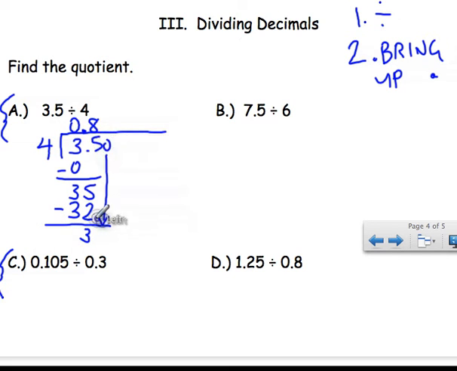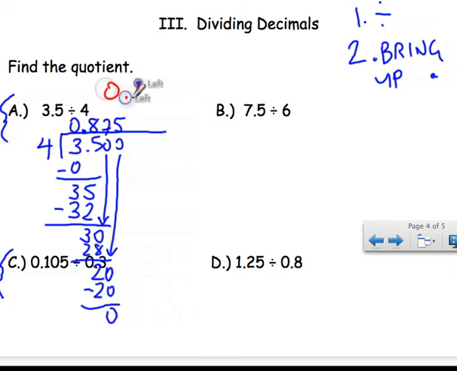Bring down the 0. 4 goes into 30 7 times. 4 times 7 is 28. Subtract. That's 2. Bring down another 0. And 4 goes into 20 5 times. 4 times 5 is 20. I subtract and there's no remainder. So my answer here is 0 and 875 thousandths.